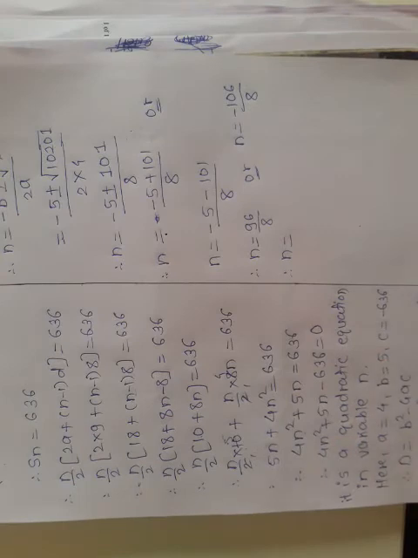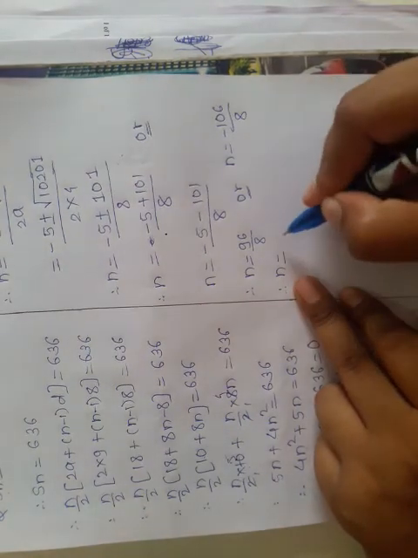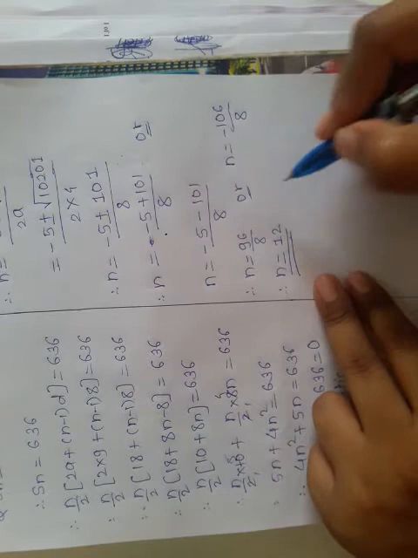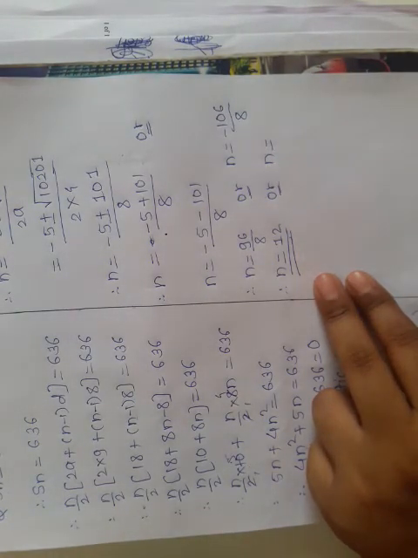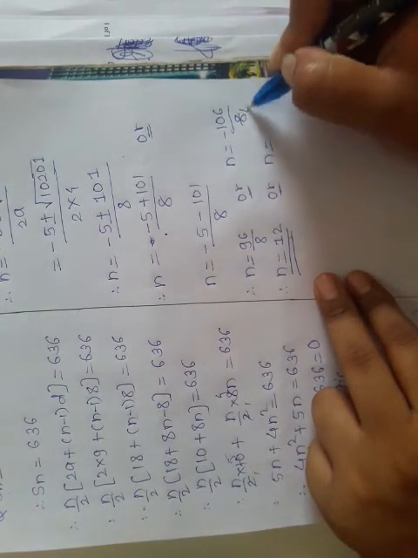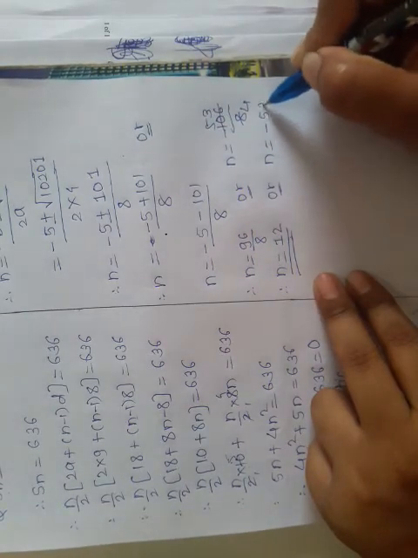If it is a quadratic equation, remember one thing, the given equation always has two roots. So n is equal to 12. Divide 96 by 8, we get n is equal to 12, or we get n is equal to minus 106 divided by 8. Simplify this: 2 4s are 8, 2 5s are 10, 2 3s are 6. We get minus 53 upon 4.